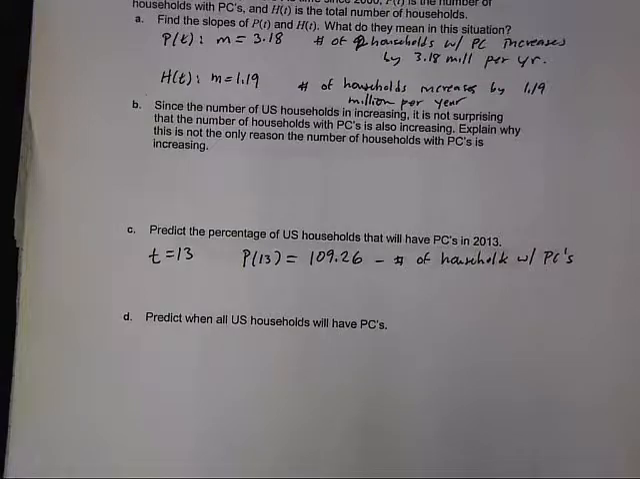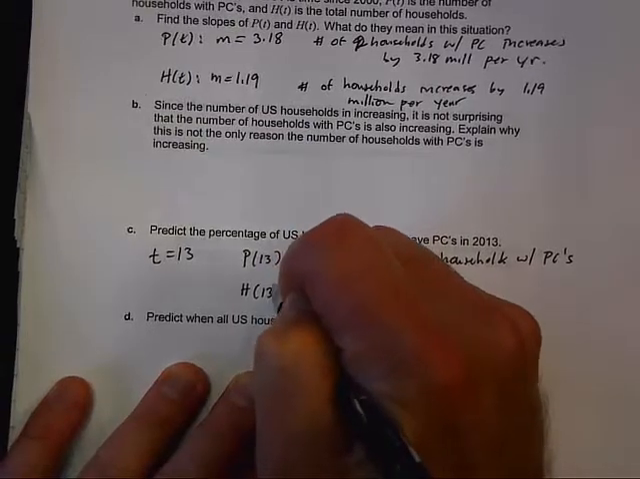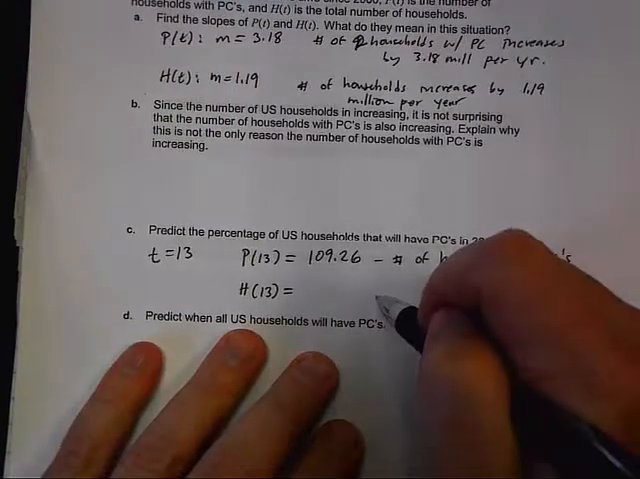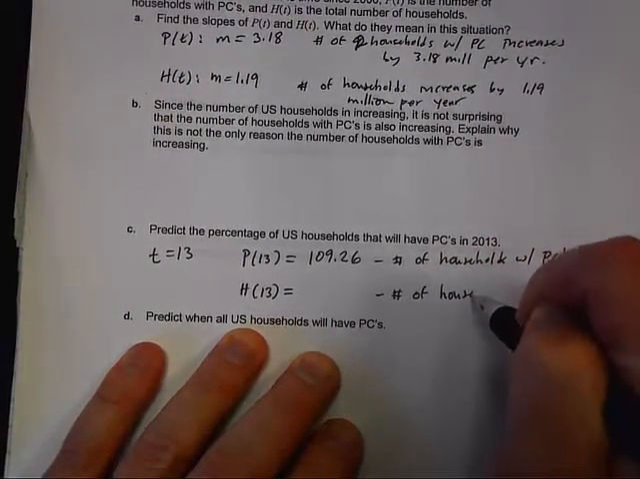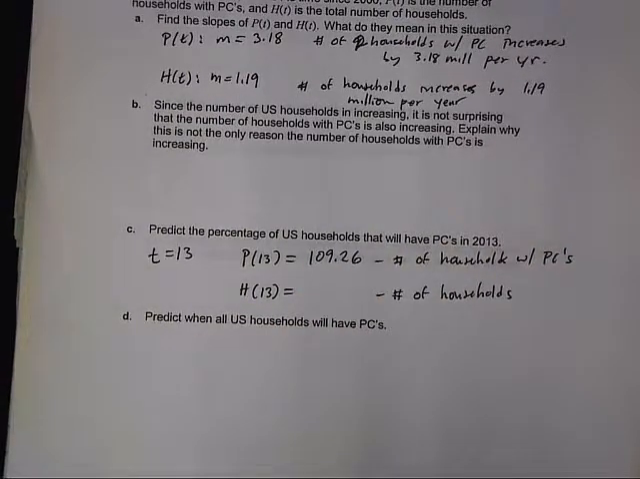So what do I do now? I need to plug 13 in for the other equation. And when I plug 13 in for the other equation, I'll get a number. We'll figure out what that number is here in just a second. What is that number going to tell me? This will be the number of households altogether. And how will I find my final answer? How will I find the percent of households with PCs?